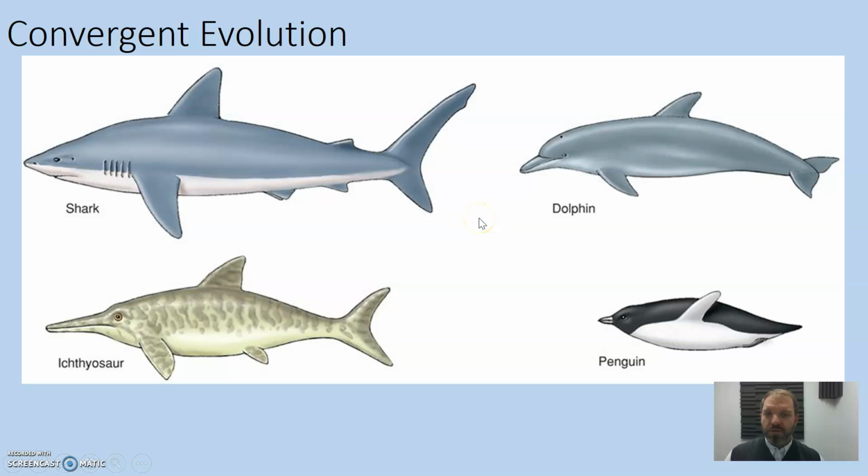But you do see obviously quite a lot of differences in the fact that a shark has gills, whereas the dolphin and the penguin and ichthyosaur breathe with lungs. So they're very different in terms of their lineages, but have a lot of similar characteristics because of adaptation.